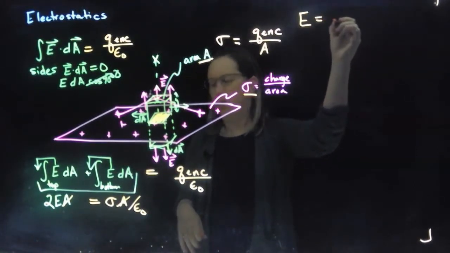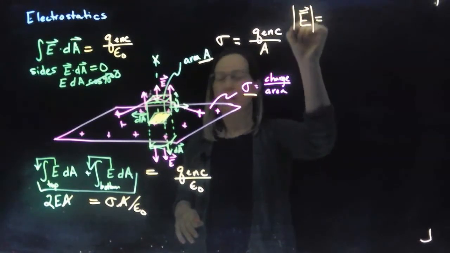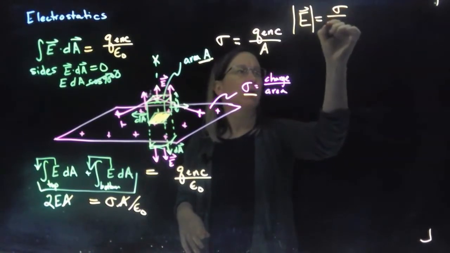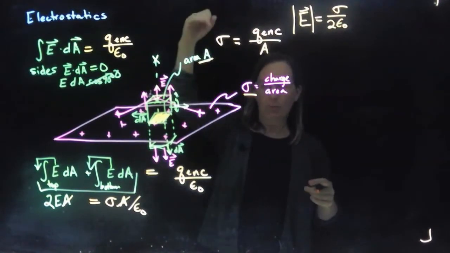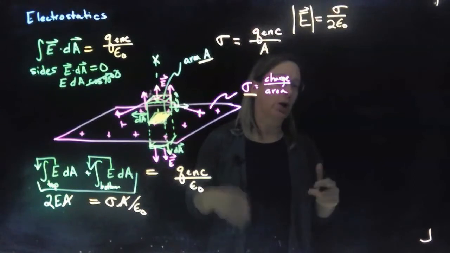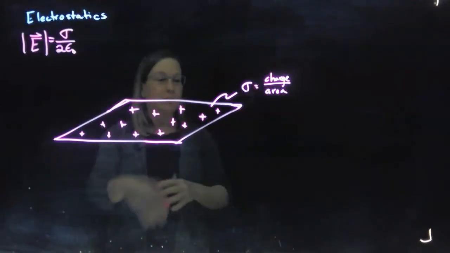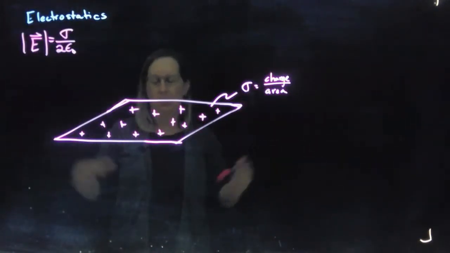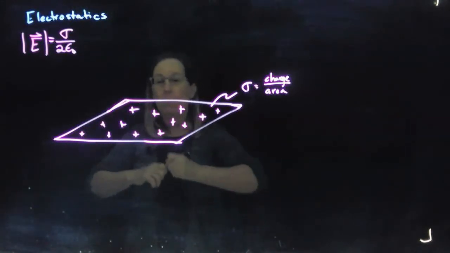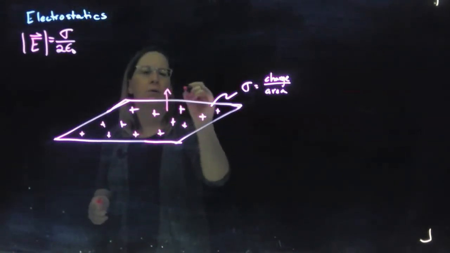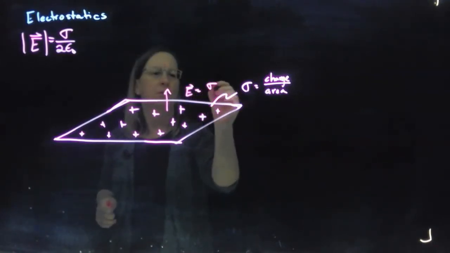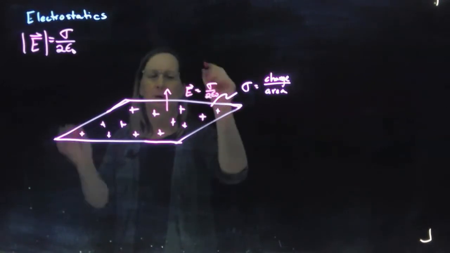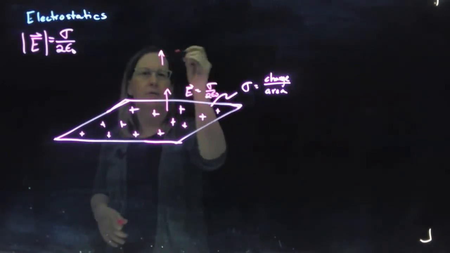the magnitude of the electric field is equal to sigma over 2 epsilon naught, and it points up when you're above and down if you're below. It points away from the plates. So we've got a really big plate, and the electric field above the plate goes in this direction. E is sigma over 2 epsilon naught, and it points up.